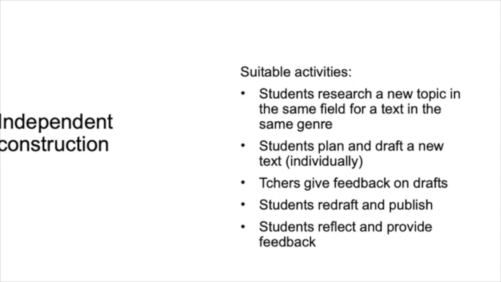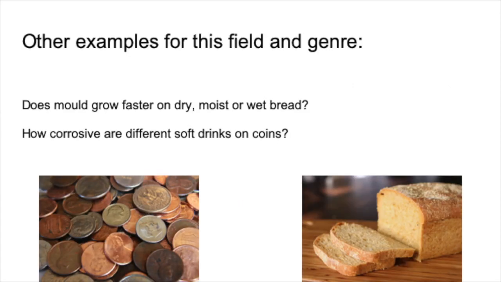So we've also got some other examples for this field and genre. For example, does mold grow faster on dry, moist or wet bread? You could use that as a kind of stimulus. Or how corrosive are different soft drinks on coins? Again, experiments: they might replicate them at home and write up the results, or you might choose to do another one in class just to see and to model their responses on those different tasks.